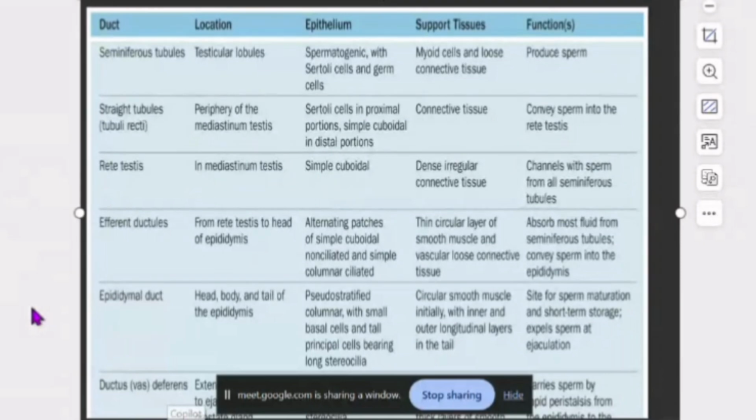And as you move from there into the excurrent duct, that's your epididymis and vas deferens, you have epithelia which is pseudostratified columnar with stereocilia. And I said that you find more of these stereocilia in your epididymis.